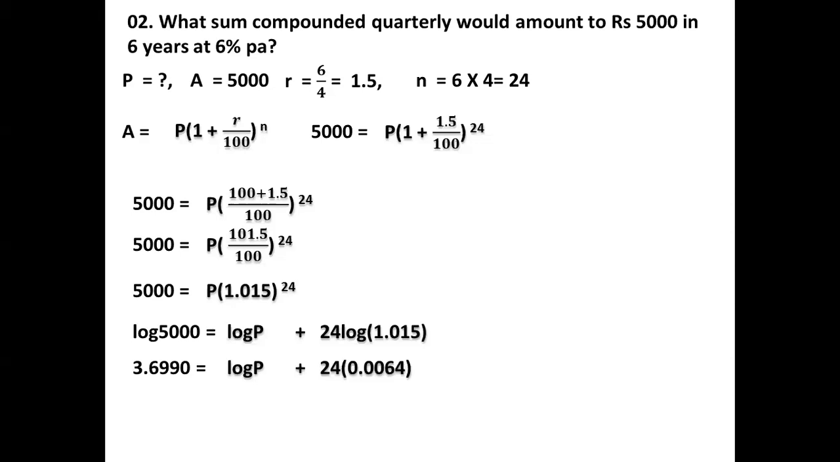1.015. Log 1.015 in the logarithm table is, 10 is the natural number, 1 is the mantissa column. In there, 43 is there. Plus mean difference 5 is 21. If you take the total, its value is 0.0064.